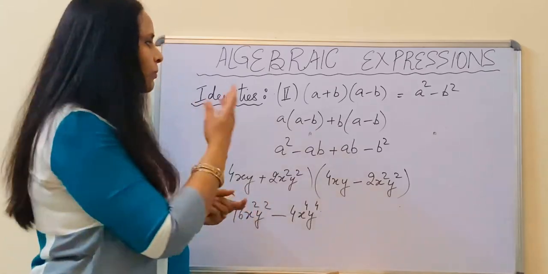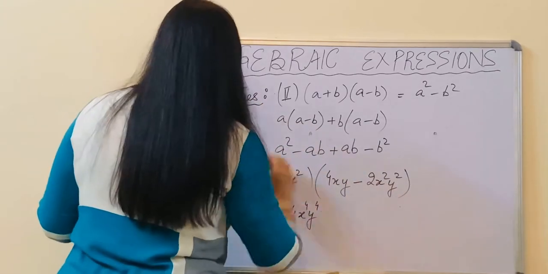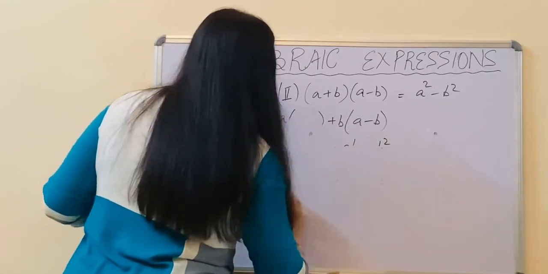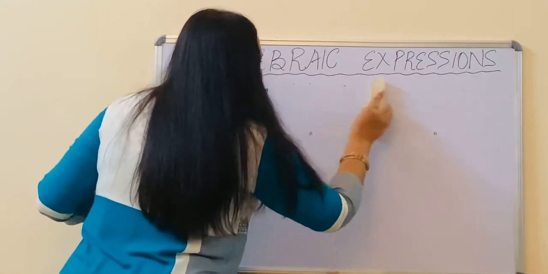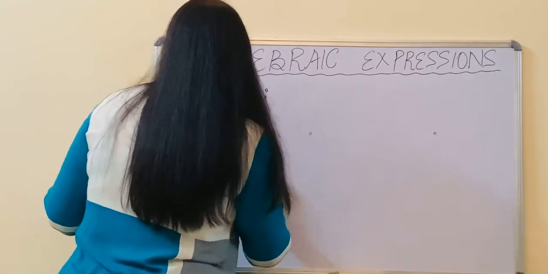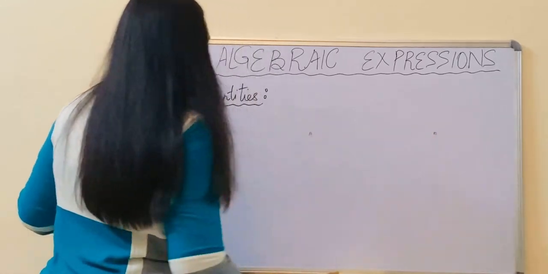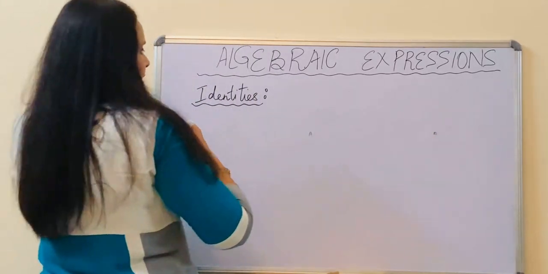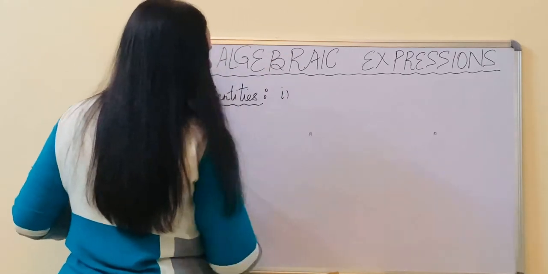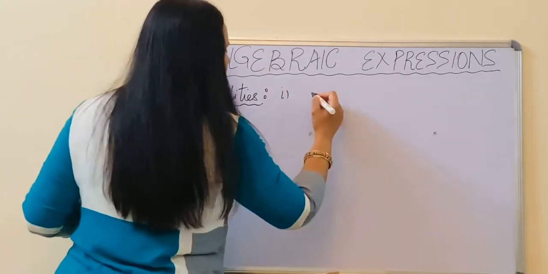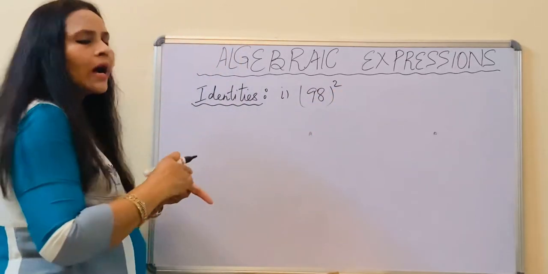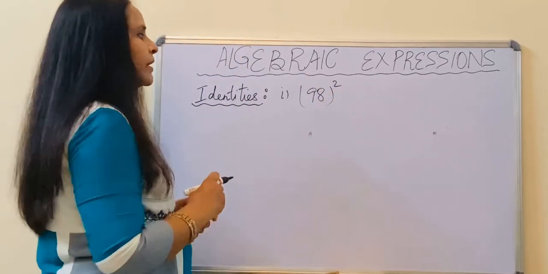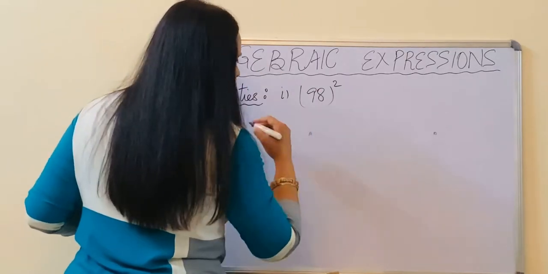Now some of the numerical problems are based on this. We can simply follow the identities and get the result. The first one I am taking is, if you have to calculate the square of 98, in one go how can you calculate the square of 98?